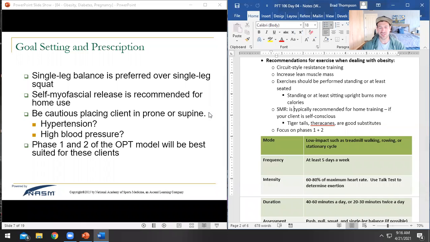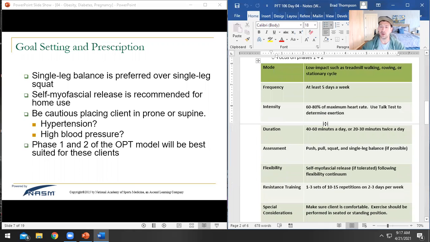So be cautious. Other things, be cautious placing your client in a prone or a supine position. That can be fine, but if they have hypertension, we need to be aware of that. Placing them face down or face up could cause blood pressure drops, and they could get spotty vision. So we do have to be cautious of that if they have that. And we know that it's commonly associated with obesity, but not necessarily always.